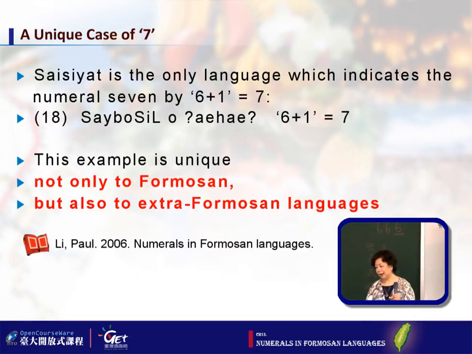And in Saisiyat it's the same way. They have this unique case about seven, which we don't know why, because this is the only case. And this is the way to say it in Saisiyat. A he is number one, and this is six plus one is seven. So this example is very unique, not only to Formosan languages, but also to extra-Formosan languages, because we cannot find other examples, across the Formosan languages or outside of them, with such a unique way of expressing numbers.